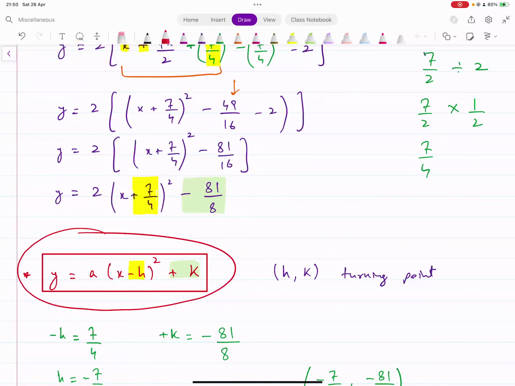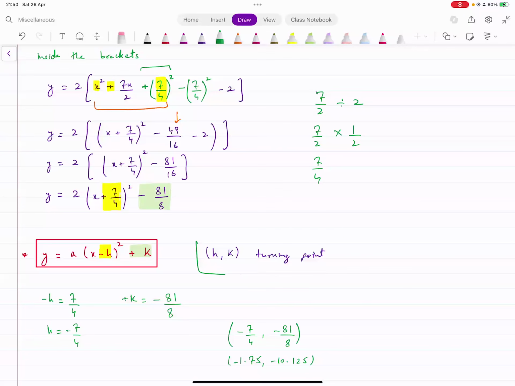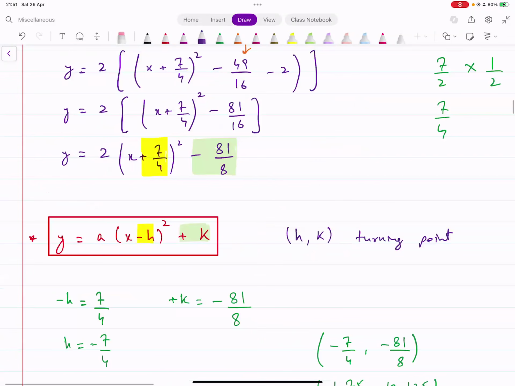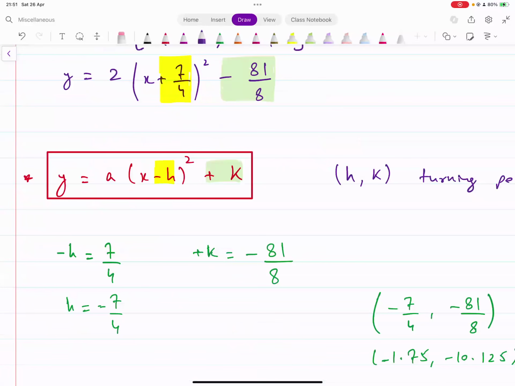Now, in this form, h and k are the coordinates of the turning point of the function. So in this case, for instance, from this form, you would compare with the standard form. In the standard form, you've got minus h. You should remember this one: x minus h whole square plus k. Compare this number and this number. Minus h equals 7 over 4. That gives you h equals minus 7 over 4.